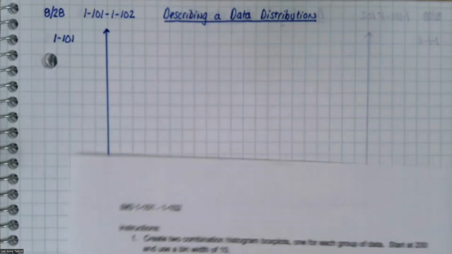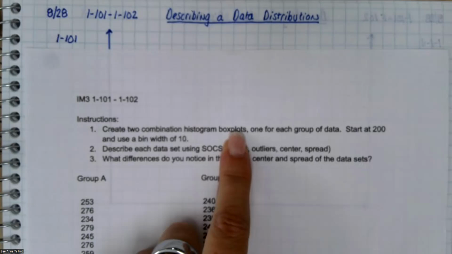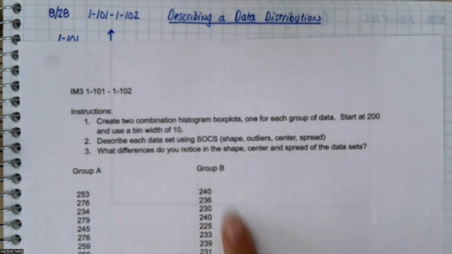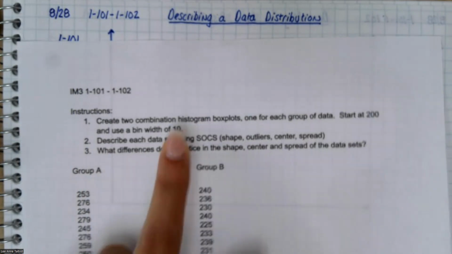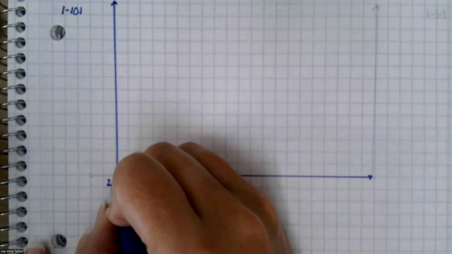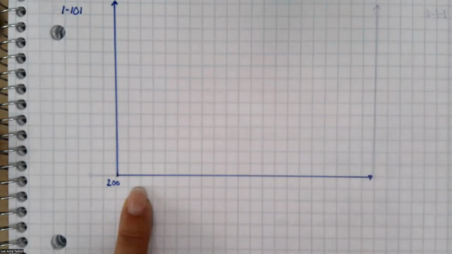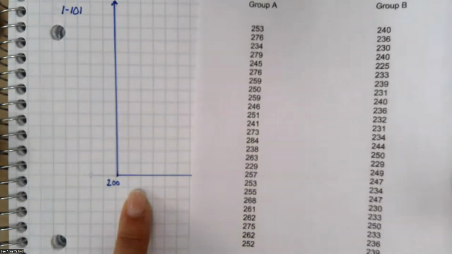Okay, now the directions on the paper tell us how to scale. It says create 2 combination histogram box plots. So we're going to do this group A first, and then you guys are going to do the other one for group B. It says start at 200 and use a bin width of 10. Okay, what does that mean? That means that I'm going to start here at 200, and then the bars of my histogram are going to be 10 apart. So I'm looking at our data, and the highest was in the 80s, I believe.